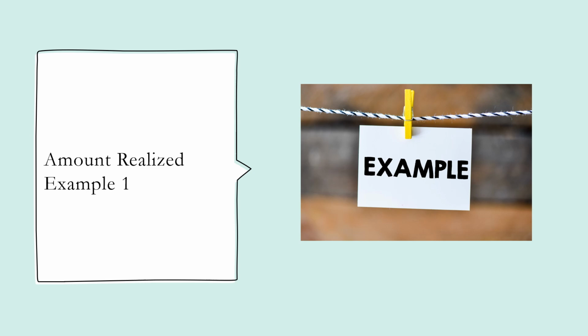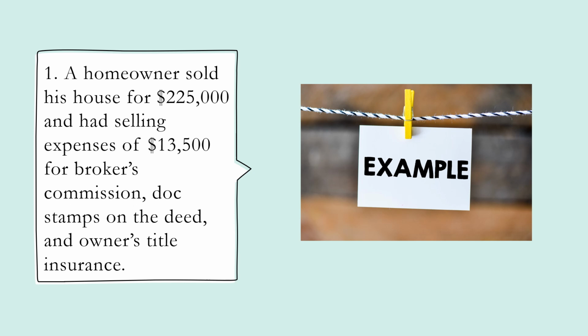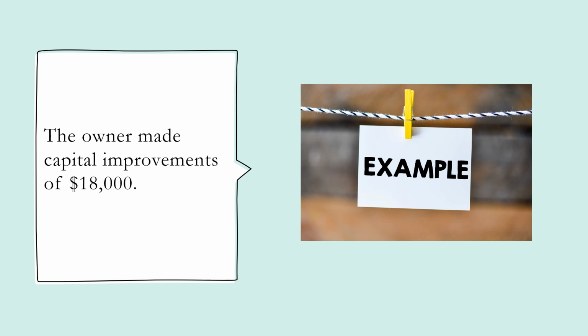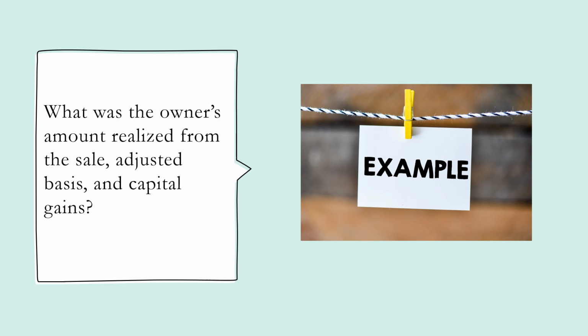Amount realized, example 1. A homeowner sold his house for $225,000 and had selling expenses of $13,500 total for broker's commission, doc stamps on the deed, and owner's title insurance. The owner's original cost was $180,000 for the actual purchase, with $7,750 in purchase expenses. Plus, the owner made capital improvements of $18,000. What was the owner's amount realized from the sale, adjusted basis, and capital gains?